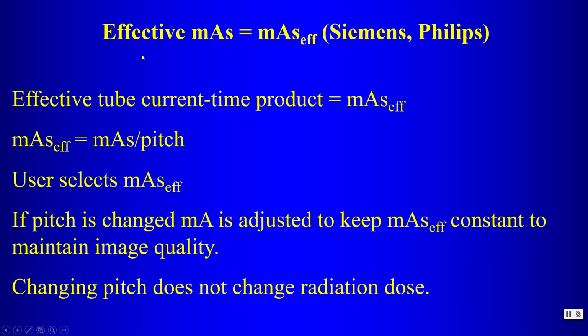Now, with Siemens, they use something called an effective MAS, and this effective MAS is the effective tube current time product, which is MAS effective equals the MAS of your protocol divided by the pitch. And so what the user selects is not the MAS, but the effective MAS for a particular protocol.